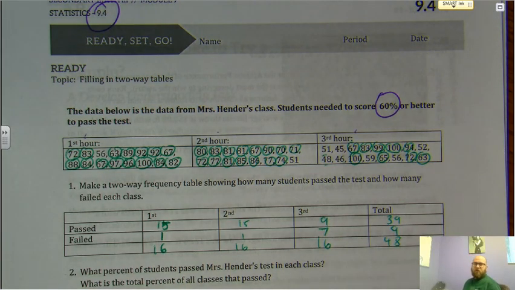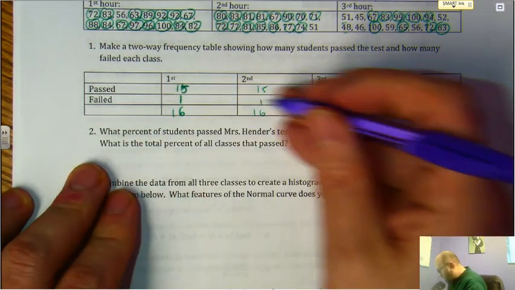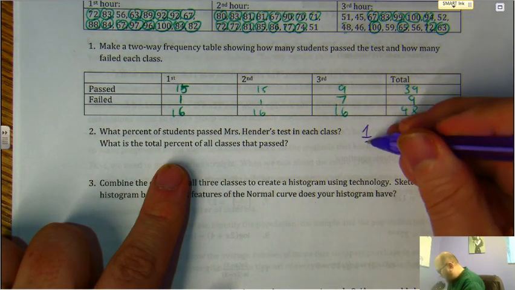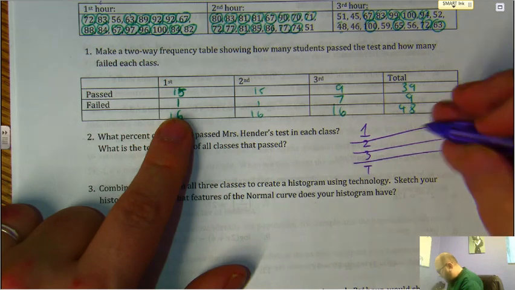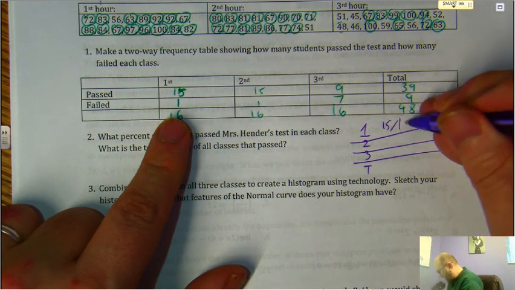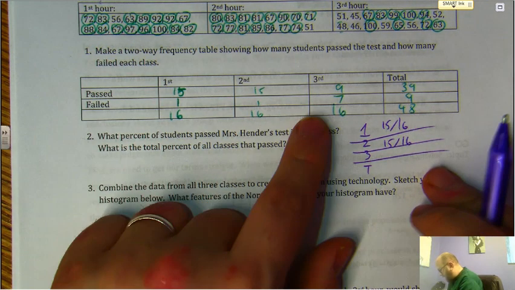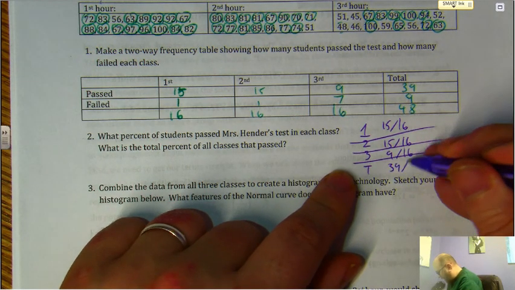So now I have my two-way frequency table all set up, and from here we can begin to answer the other questions. What percentage of students pass Mrs. Hender's test in each class? What is the total percent of all that pass? It wants us to do first period, second, third, and total. First period, 15 out of 16 passed. Second period, 15 out of 16 passed. Third period, 9 out of 16 passed, for a total of 39 out of 48.